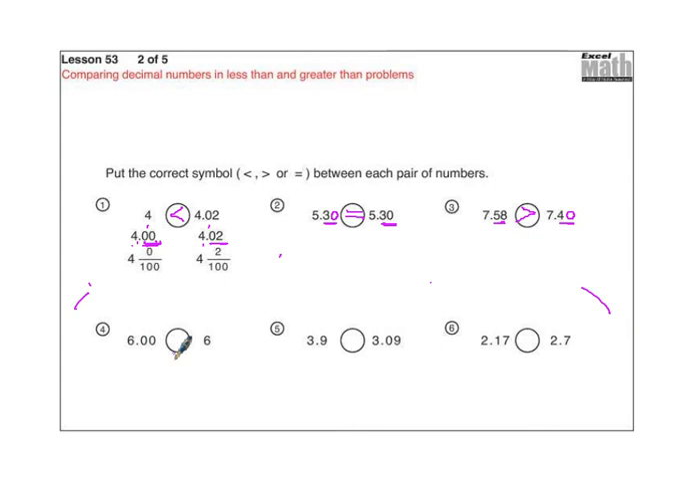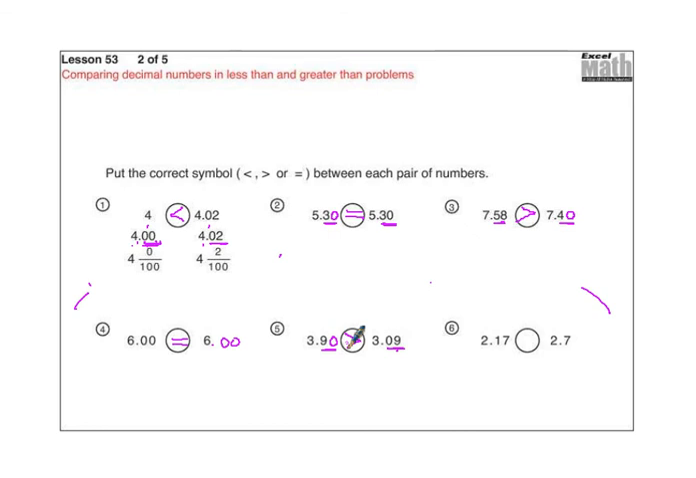All right, 6.00 is the same thing as 6. So we'd write an equal sign there. 3.9, now this one's a little tricky. You got to put a 0 on there, so we have 2 numbers past the decimal, 2 past the decimal. On this one you have 90, and on this one over here you have 9. Well, 90 is bigger than 9, so we put a greater than symbol in there.